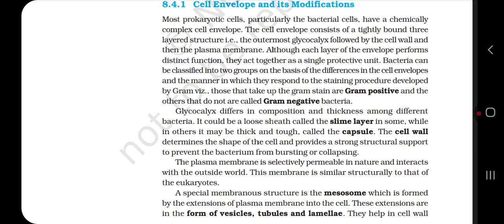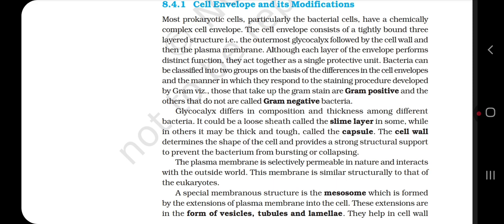8.4.1 Cell envelope and its modifications. Most prokaryotic cells, particularly the bacterial cells, have a chemically complex cell envelope. The cell envelope consists of a tightly bound three-layered structure, that is the outermost glycocalyx, followed by the cell wall and then the plasma membrane. Although each layer of the envelope performs a distinct function, they act together as a single protective unit.